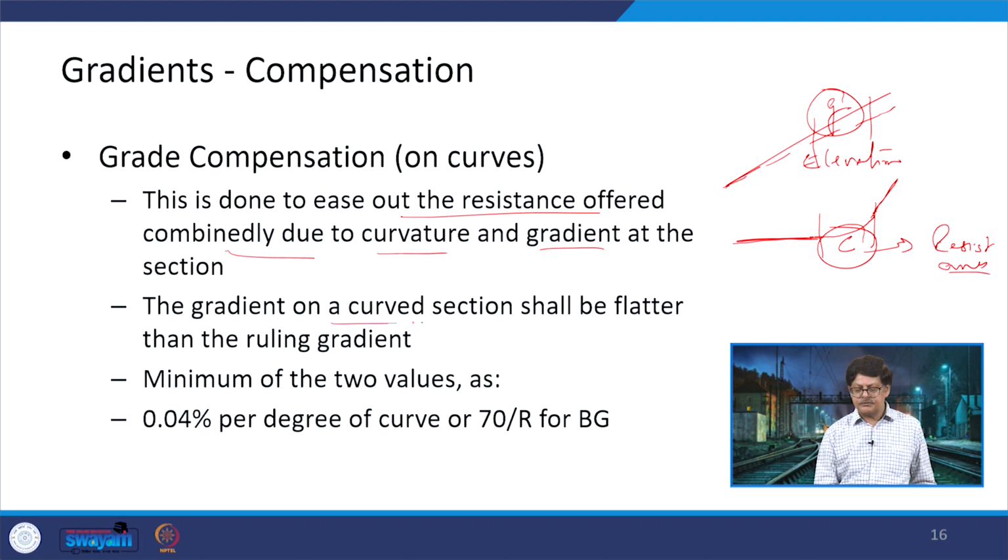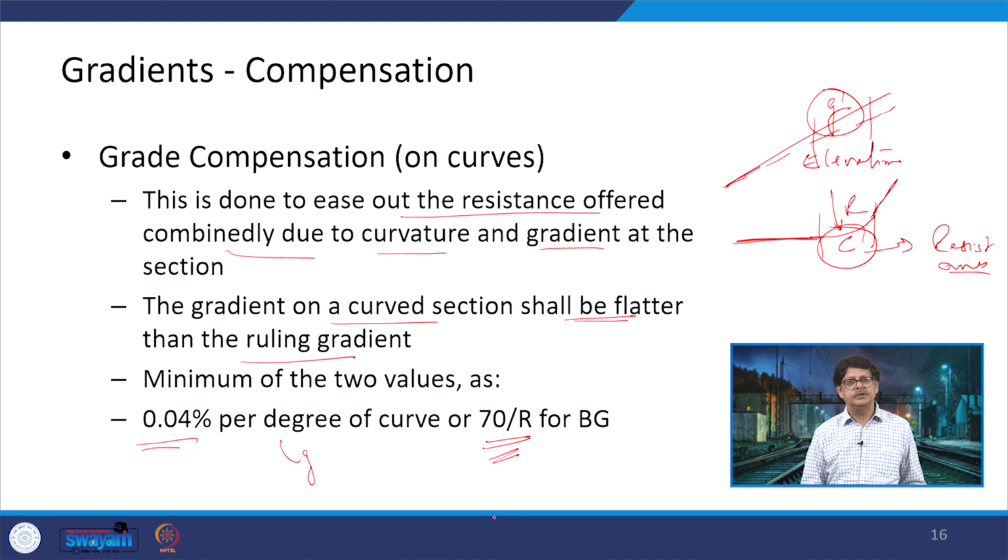The gradient on a curved section shall be flatter than the rolling gradient. The minimum of two values is taken: one is 0.04% per degree of the curve, and the other is defined as 70 divided by R for a broad gauge track. So, we can calculate the values with respect to this. We have a gradient, which will give you one value, and because there is a curvature, which is related to the radius R, that will give you another value, and then we take the minimum of those.